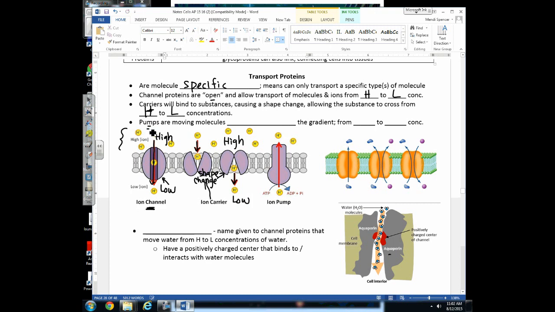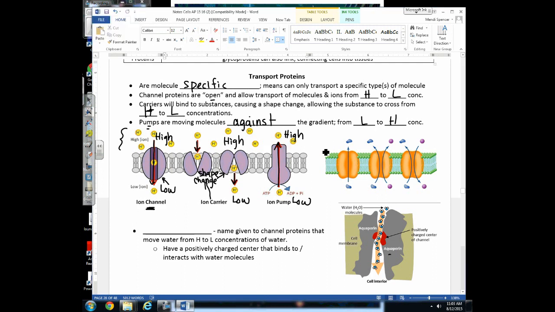When we're referencing a pump, it is moving molecules against the gradient, moving molecules from low concentrations to where they're in high concentrations. So you can see that there's a higher concentration of protons here compared to the inside. But this pump, this transport protein, is moving that proton from low concentrations to high concentrations.